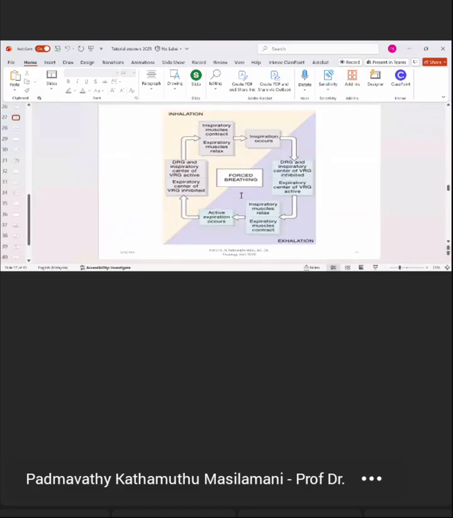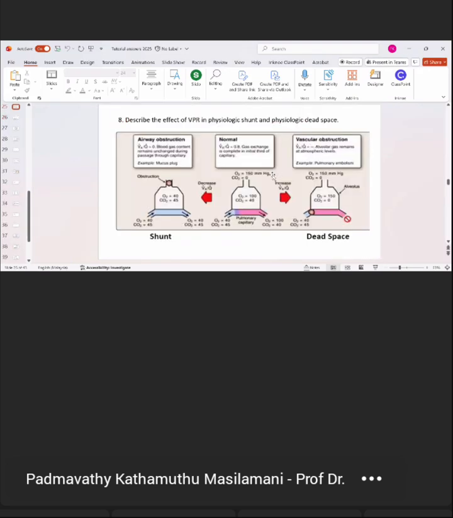Yeah, forced breathing, I already mentioned. Okay, ventilation perfusion, I think I have explained already. All of you are okay. So ventilation perfusion: dead space is infinity and shunt is 0, because alveolar ventilation is 0. Here the perfusion Q is 0.